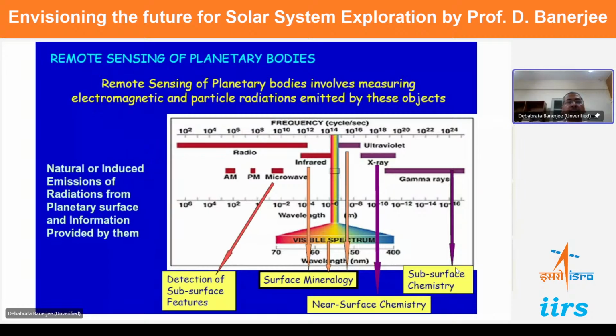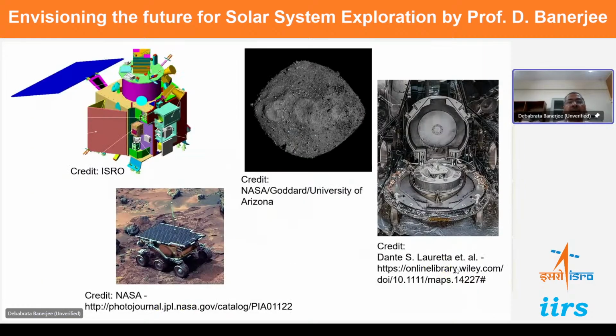So these are the ways, and you need detectors in different regions, which gather the signal and tell us information about the planet or the satellite. This is just to show you different types of missions. I hope you know that what is shown on the top left-hand side is the Chandrayaan-1 orbiter.